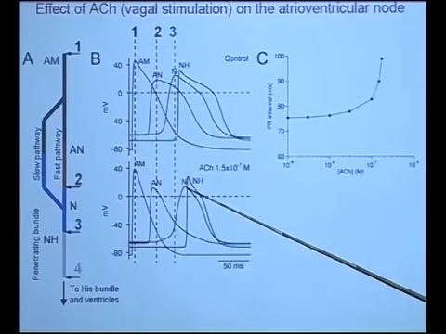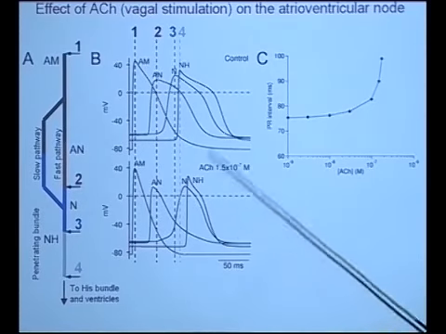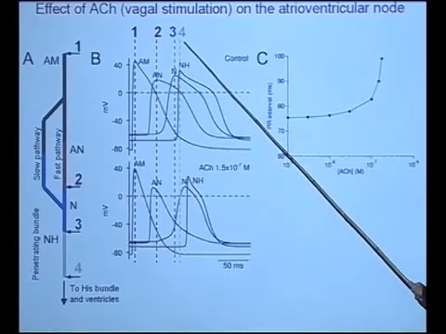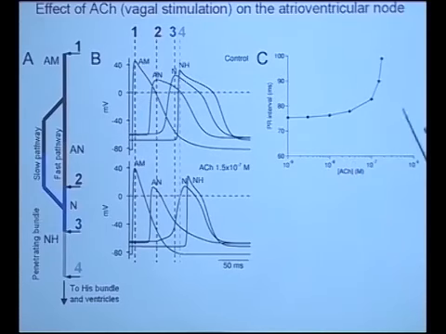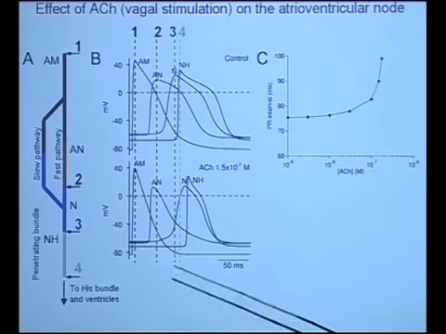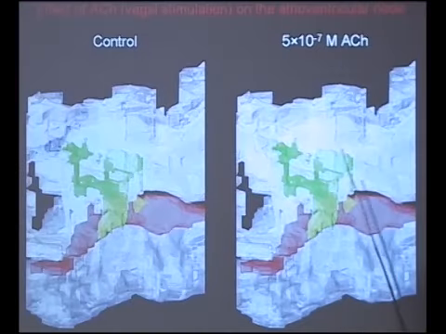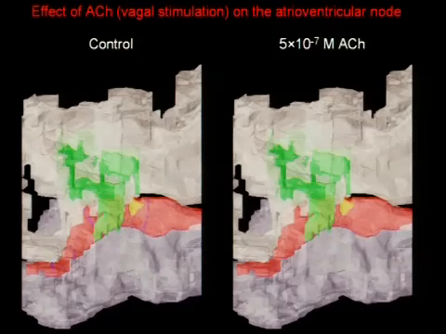But conduction along this string of N cells is greatly slowed by acetylcholine, and so the action potential reaches point 3 at a longer time in the presence of acetylcholine. And it's because of this that the action potential reaches the end of the string here, point 4, at a longer time in the presence of acetylcholine. And this shows that this conduction time increases as we increase the acetylcholine concentration.